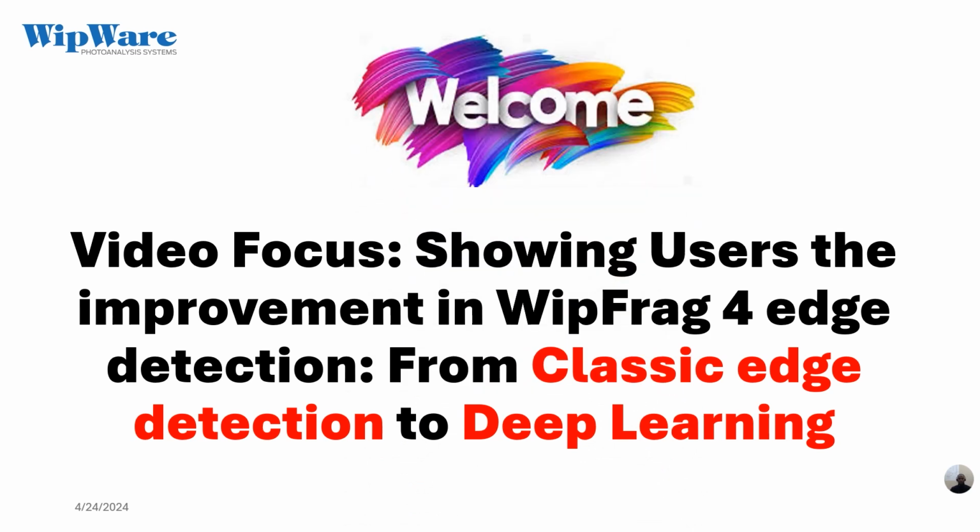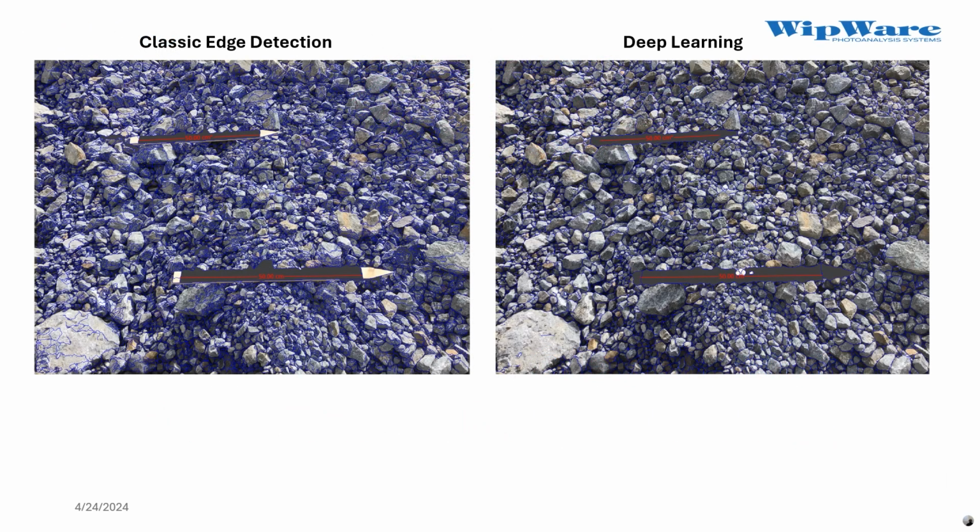Hi, welcome. In this video I'm going to be showing you how to use WipFrag's new edge detection approach to solve your fusion and fission problem in image analysis. First of all, I would like to introduce you to both the classic edge detection parameter tool and the deep learning. I'm going to be using two images to perform some comparison in this video.